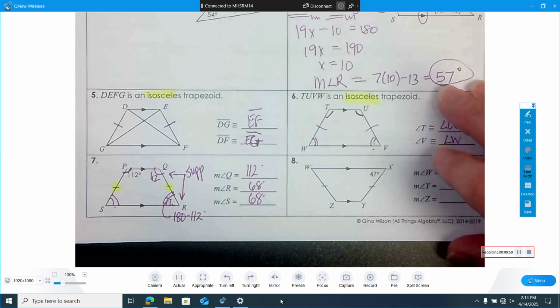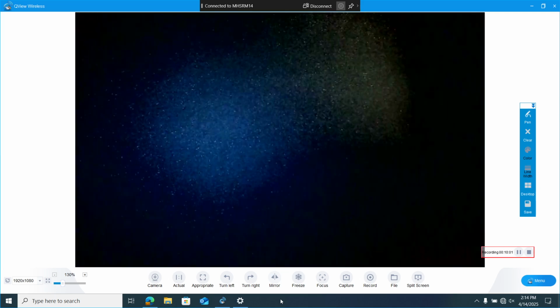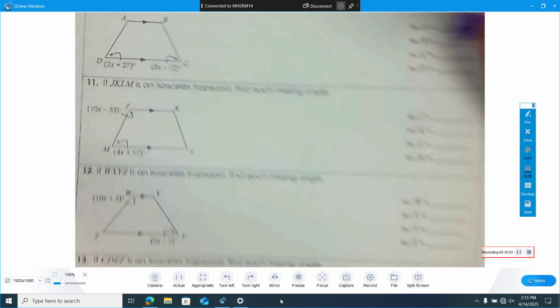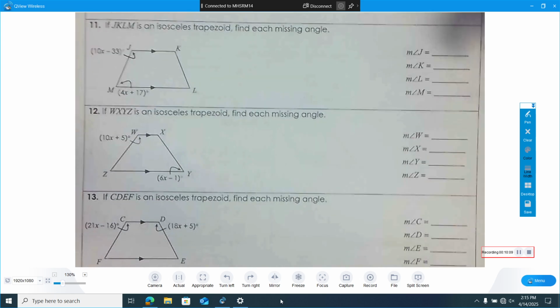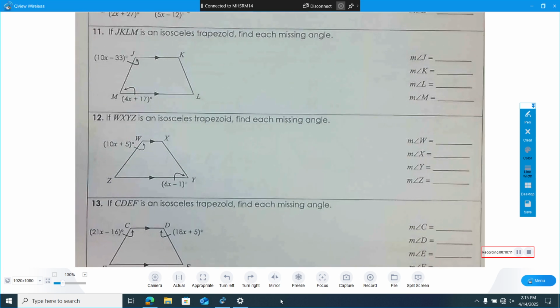Pretty easy, yeah? Not too bad. Let's turn the page. We're not going to do all of these. We're just going to set them up. So let's look at number 11.